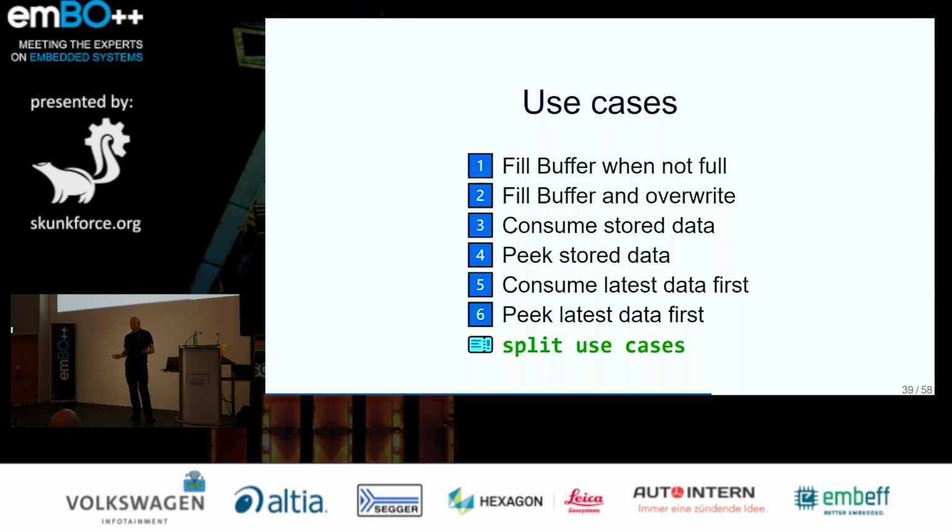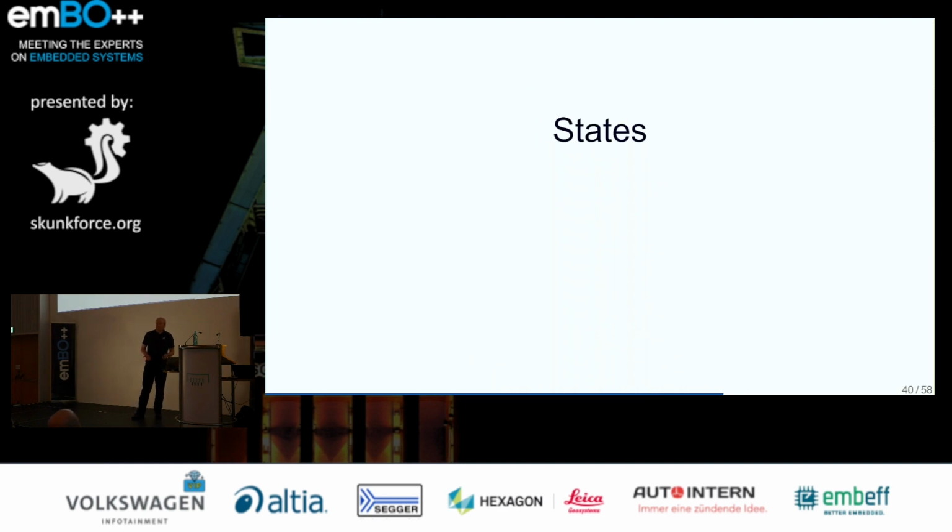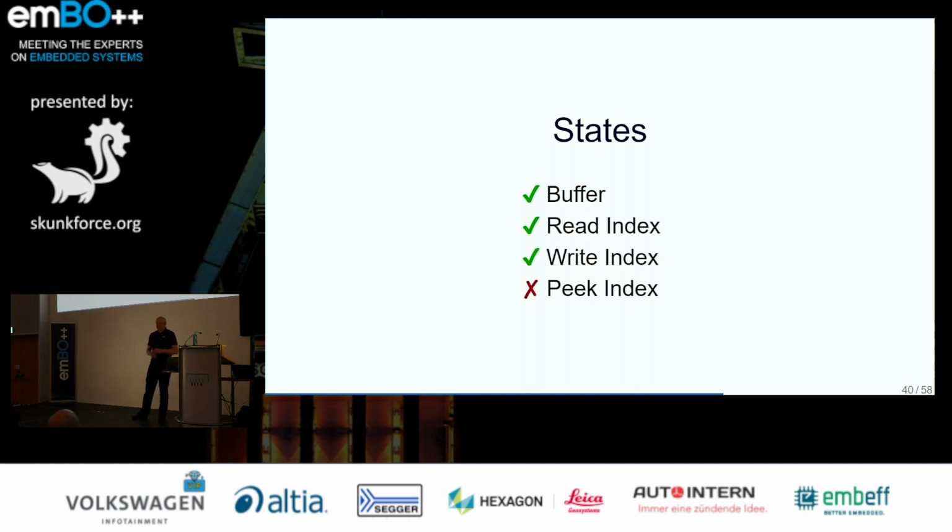Okay, the other big thing was we had too many states. So let's analyze which state is really necessary and what they are actually doing. So we had the buffer. We actually need the buffer. It's called ring buffer, so without a buffer, it doesn't make sense. So we need the ring or the read index, because that's in the definition of the ring buffer. And we also need the write index. But we don't need the peek index, and we also don't need the peek direction. It's not essential to the ring buffer. It's an extra feature.